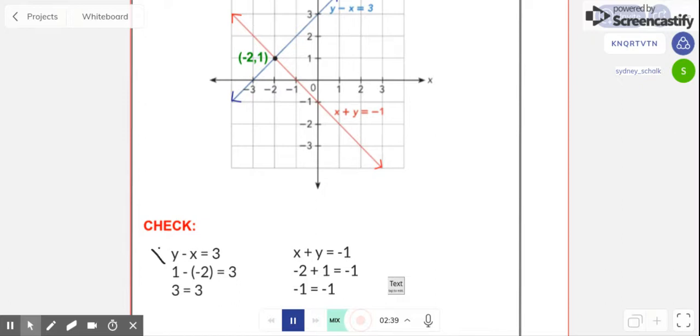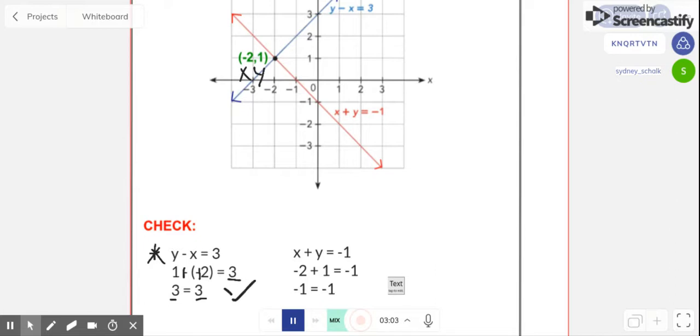We have our first equation, y minus x equals 3. We can plug in our 1, which is our y value, for y, minus our x value, which is -2, and we get equals 3. Well, we can see that 1 plus 2 does equal 3 indeed, so that is true.